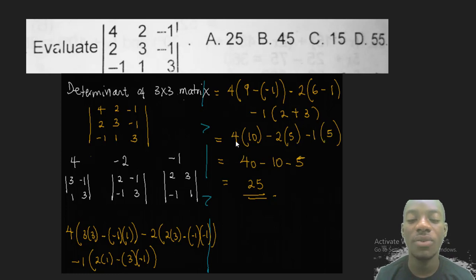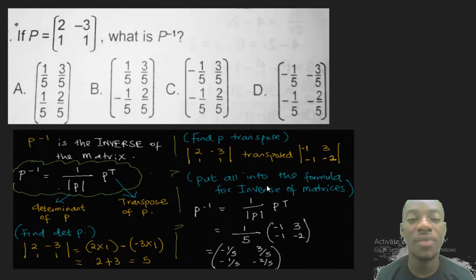That's what I have there. So 4 times 10 is 40, minus 2 times 5 is 10, minus 1 times 5 is 5. 40 minus 10 is 30, 30 minus 5 is 25, and that's the answer, 25.